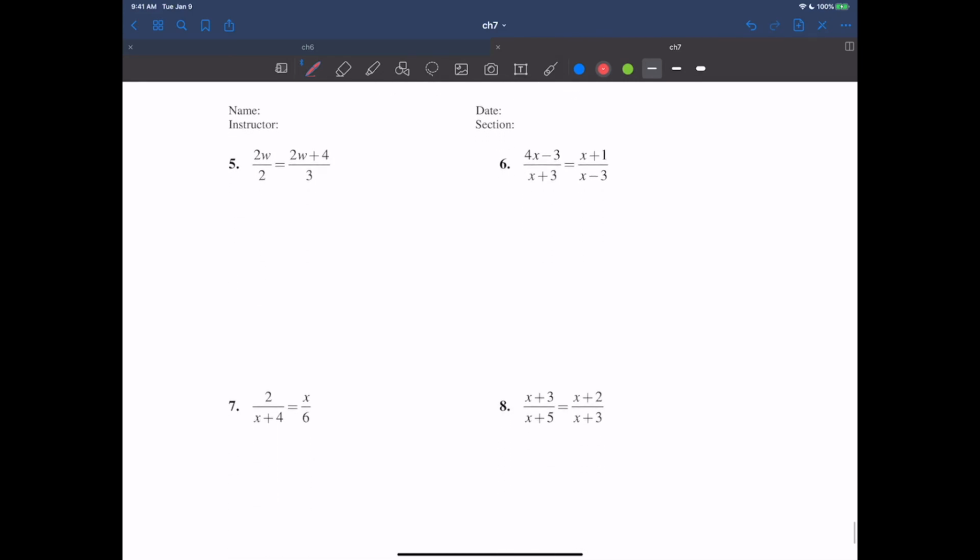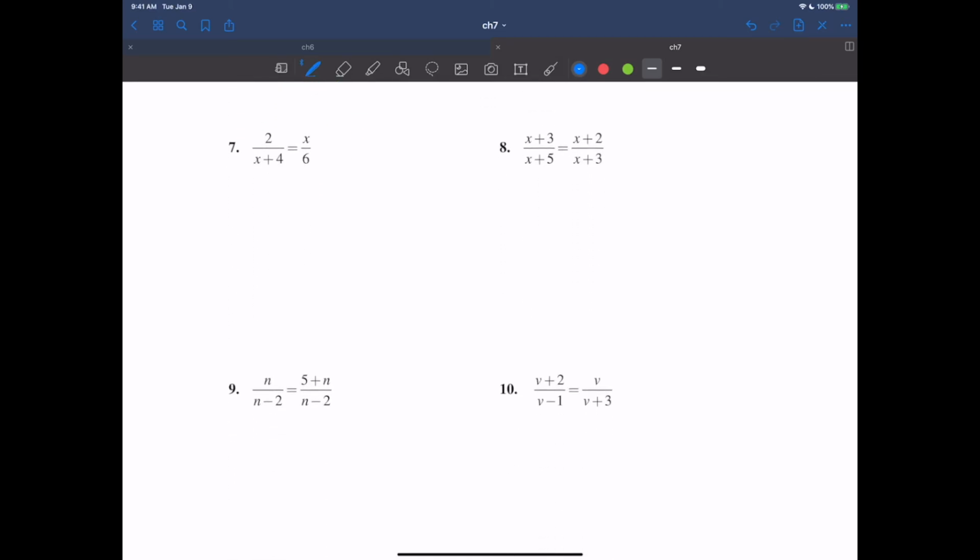Number 5, another proportion problem, cross multiplication. We have 6w equals 4w plus 8. Move that 4w to the left hand side, you have 2w equals 8. Divide both sides by 2, w is 4. Do we have any restrictions? No, we don't, because there's no variable in the denominator.